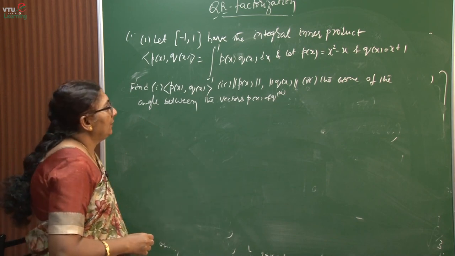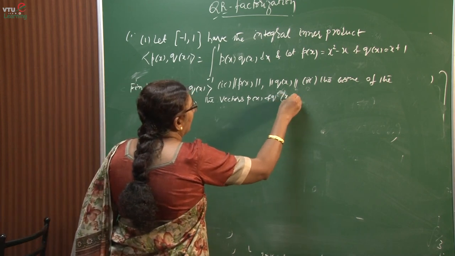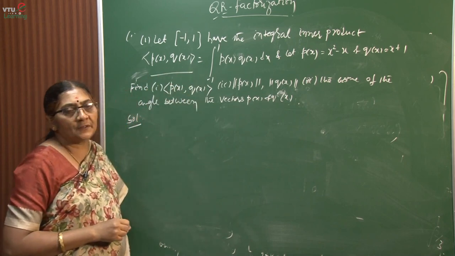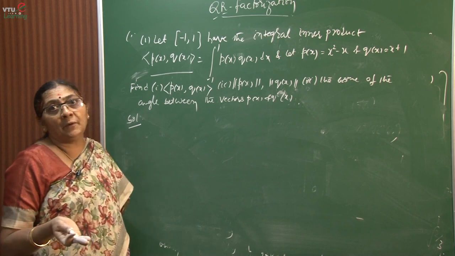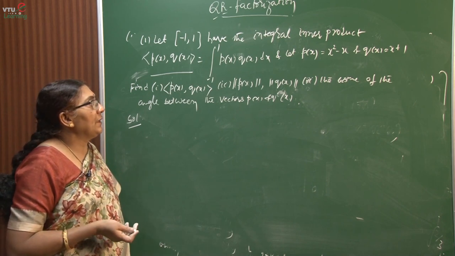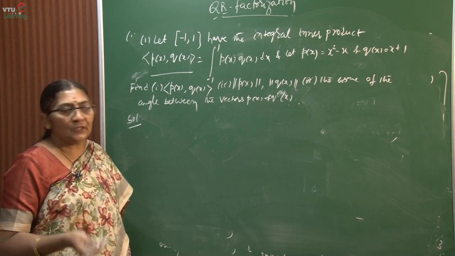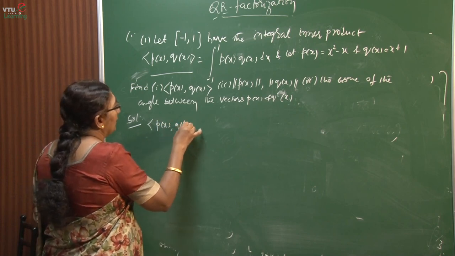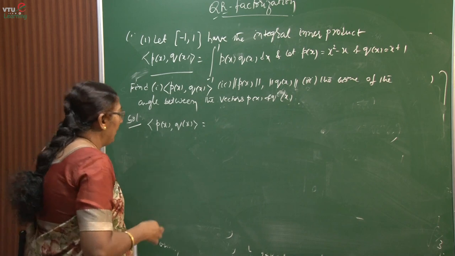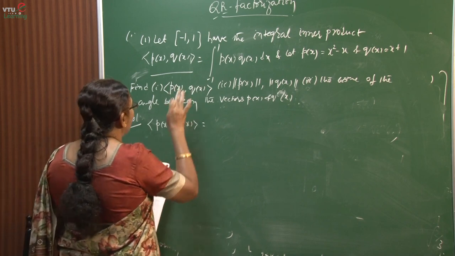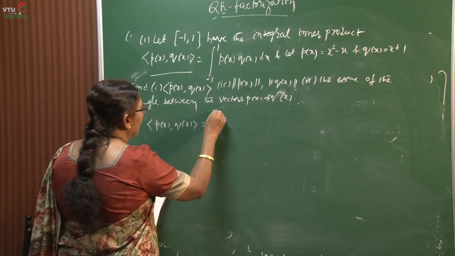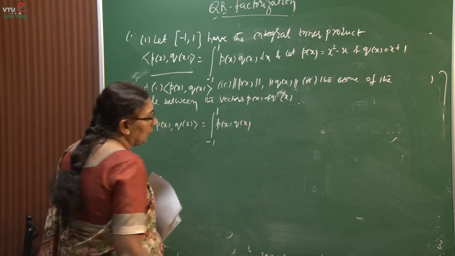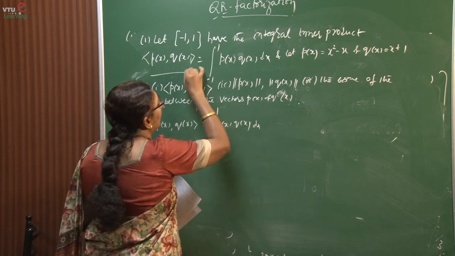Okay. Now, P of x and Q of x. Based on that, they define the inner product of P of x, Q of x in the form of integration, integration from minus 1 to 1 of P of x, Q of x. They have given what P of x is and what Q of x is. I want to find the inner product of P of x and Q of x. You know that the inner product of P of x, Q of x is the integral from minus 1 to plus 1 of P of x and Q of x with respect to x. This is the way they have already defined it.